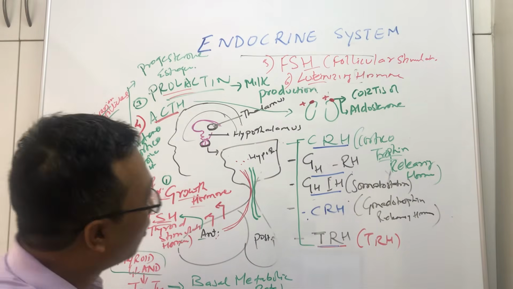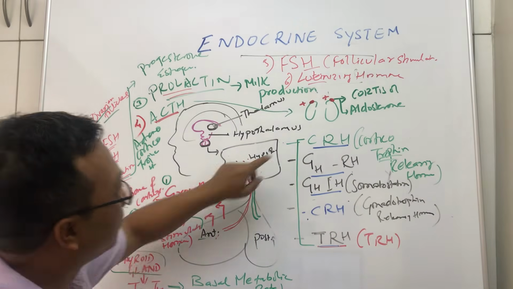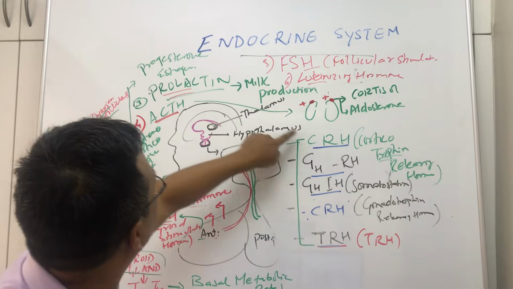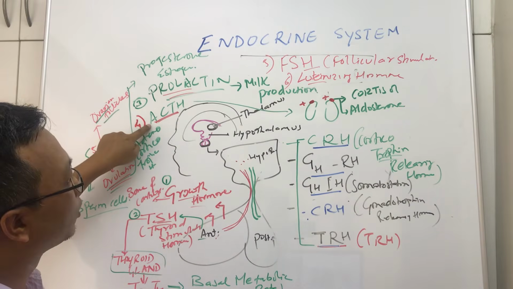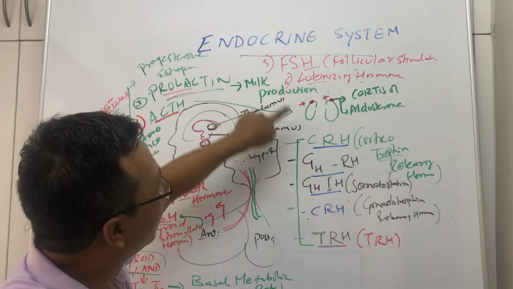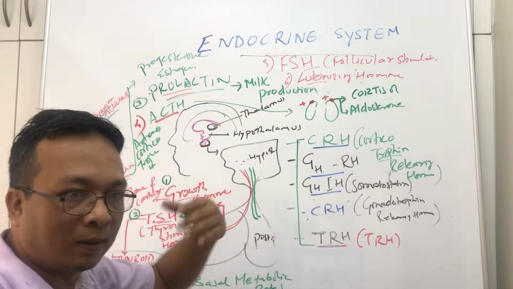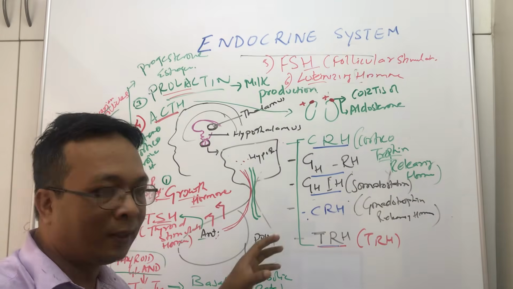So you can see all these hormones are related to the anterior pituitary gland hormones. Means when CRH is released, then adrenocorticotropin hormone will be released from anterior pituitary gland. Then this will act. So when growth hormone is released, it will directly go and stimulate the bones.